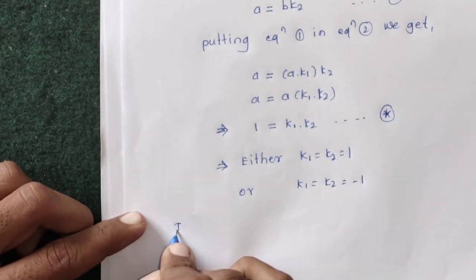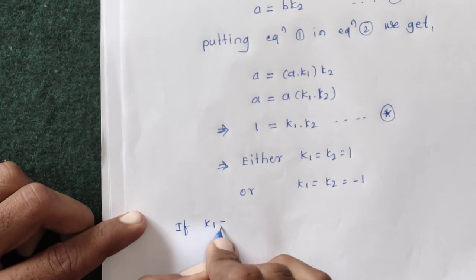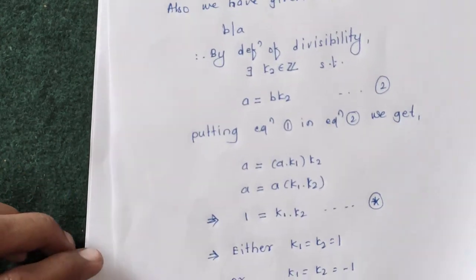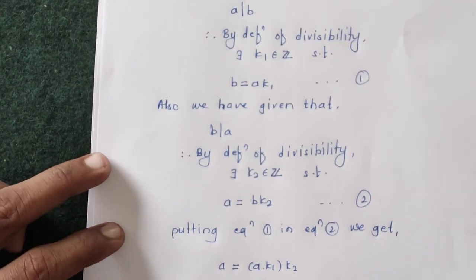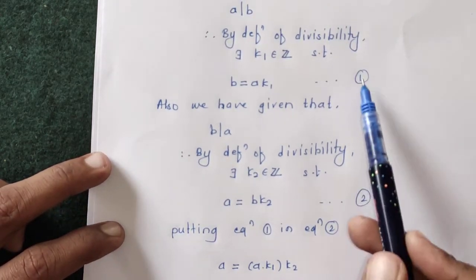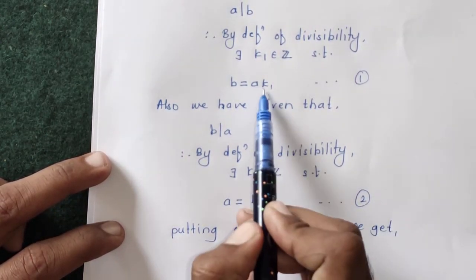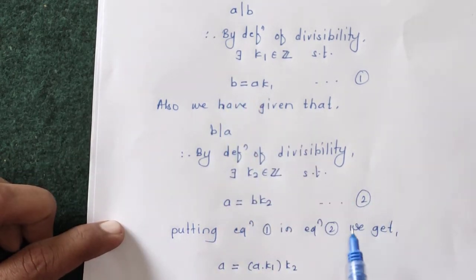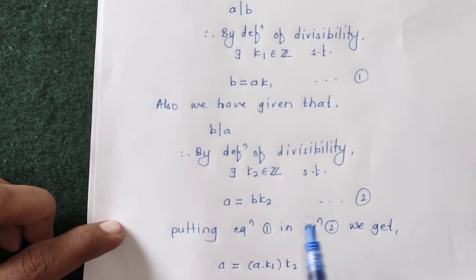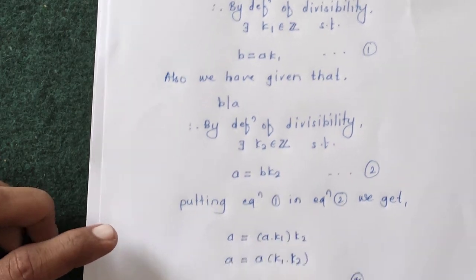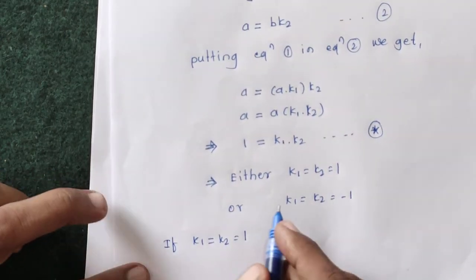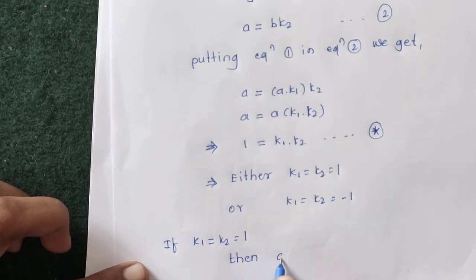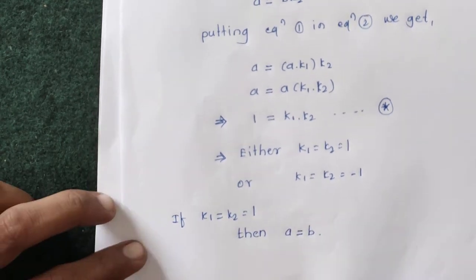Now, if k1 is equal to 1 and k2 is equal to 1, putting this value of k1 and k2 in equations 1 and 2, we get, if k1 is equal to 1, then B is equal to A, and if k2 is equal to 1, from equation 2 we get A is equal to B. If k1 and k2 are equal to 1, then A is equal to B.